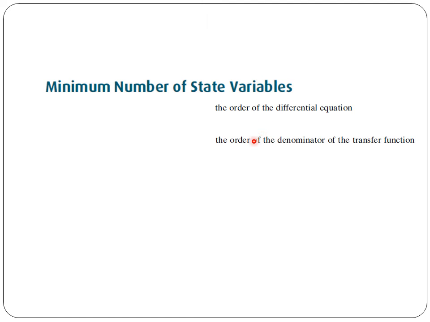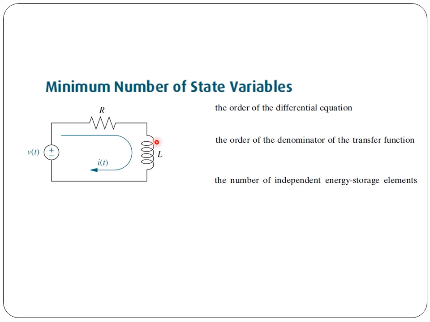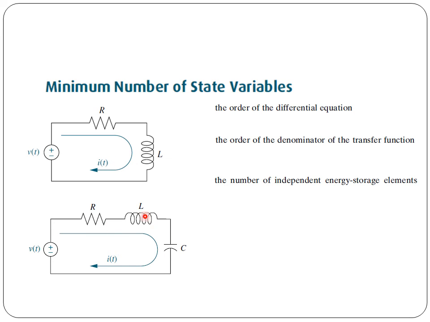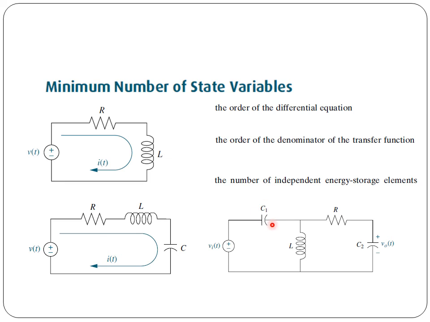So you can use either of these, or there is another piece of information when you are solving circuits. For a circuit, the number of independent energy storage elements can also indicate the number of state variables. We know the inductor and capacitor are the energy storage elements, right? So in this circuit there is only one such element, so the order is 1. In the second case, there are 2 energy storage elements, so the order is 2. And in the third case, in this example there are 3 elements, so the order is 3, so we should use 3 state variables to solve this problem.